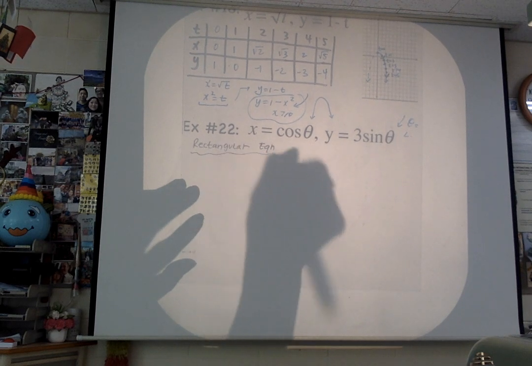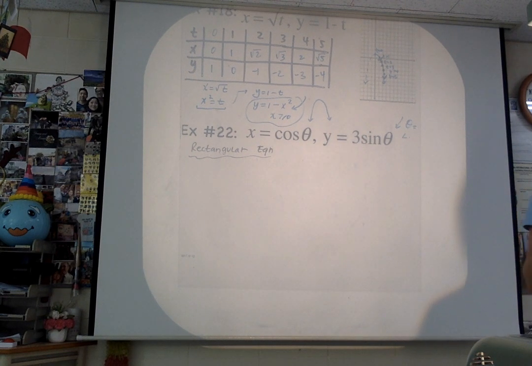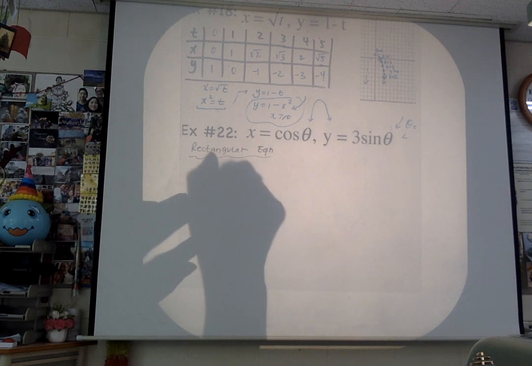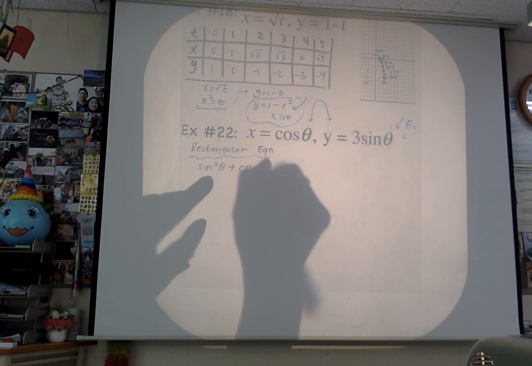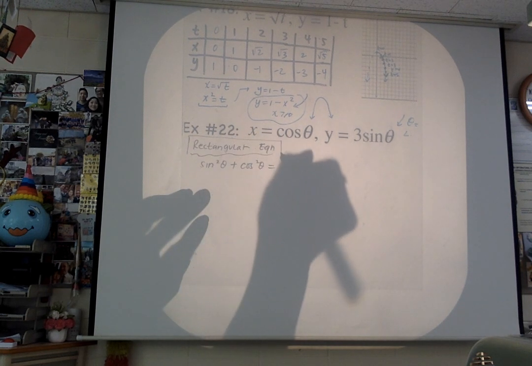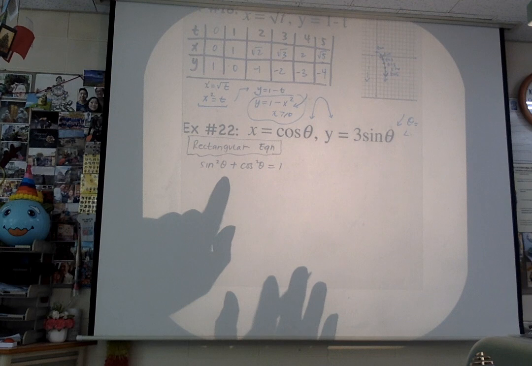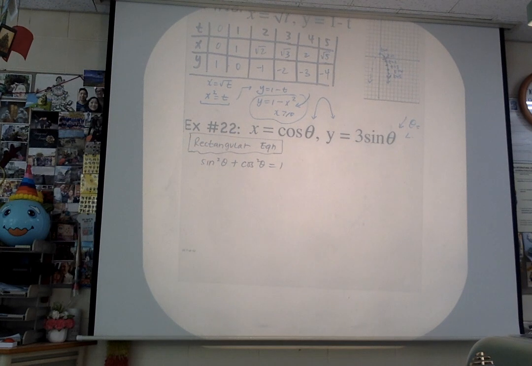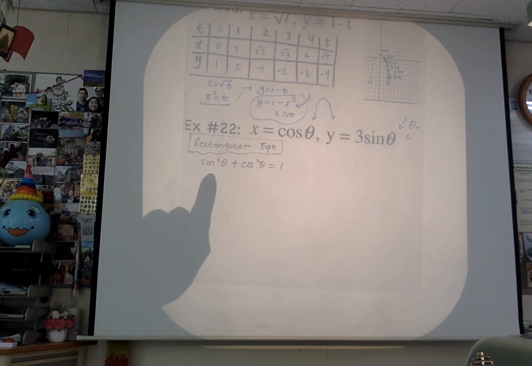Rectangular equation. You're like, oh my god, how in the heck do I write cosines using y's and x's, right? So I want to refresh your memory a little bit. I know you remember this. This is the Pythagorean identity, not the theorem, right? Sine squared plus cosine squared equals 1. Now, that doesn't look exactly like that, but it looks a little similar, okay?